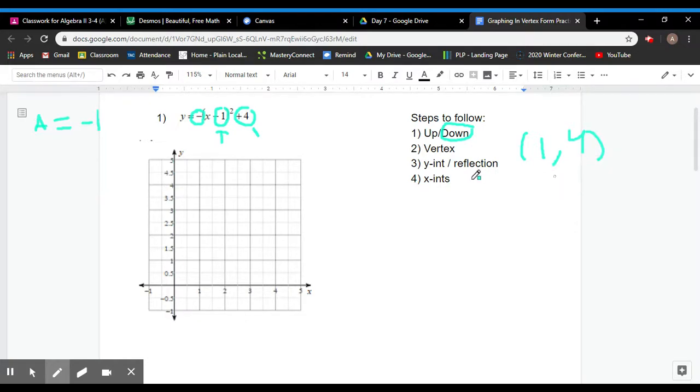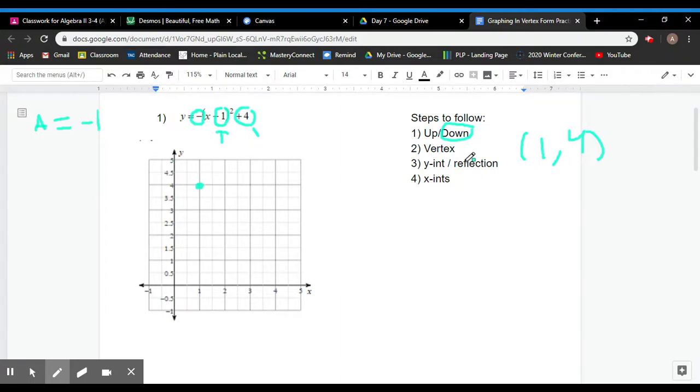That's my vertex. I take the opposite of the number in the parentheses, and then I just put the end number as my y-coordinate. So 1, 4, I'm going to go ahead and graph that. It's right here. So that is the first point on my parabola.